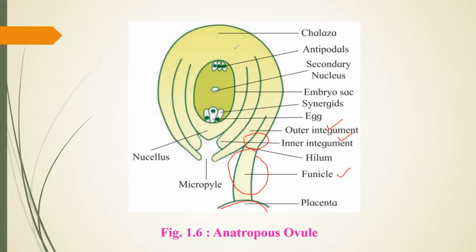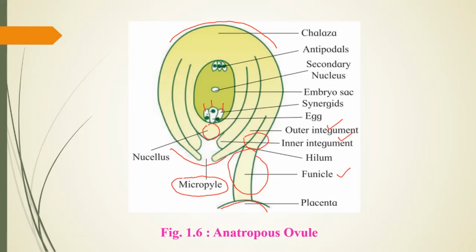Then this is the base. This is the apex. At the apex, we observe one opening called the micropyle. At the micropyle side, we observe the nucellus, and it is going to generate three different cells. Two are the synergids and one is the egg. Two synergids and one egg.